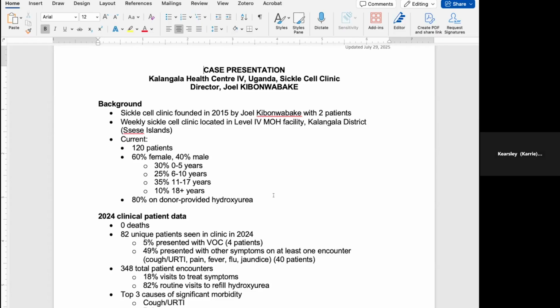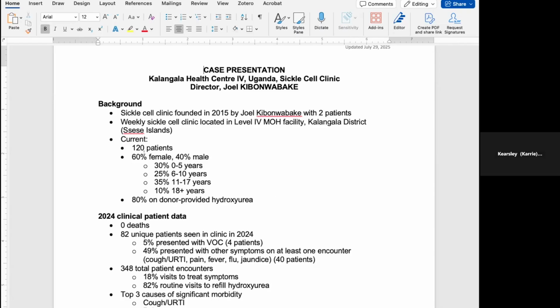It's a weekly sickle cell clinic every Tuesdays. It's located on a remote island. If you know the geography of East Africa, Lake Victoria is surrounded by Kenya, Uganda, Rwanda, Burundi, and Kenya. We're in the middle of the lake, which belongs to Uganda. And this is a government facility. It's a level 4 facility, which is one level below a hospital, but for all intents and purposes, it has all the services of a hospital.